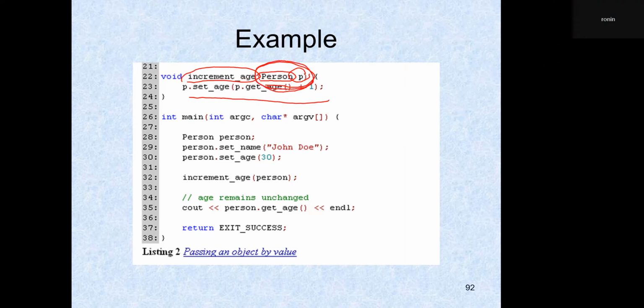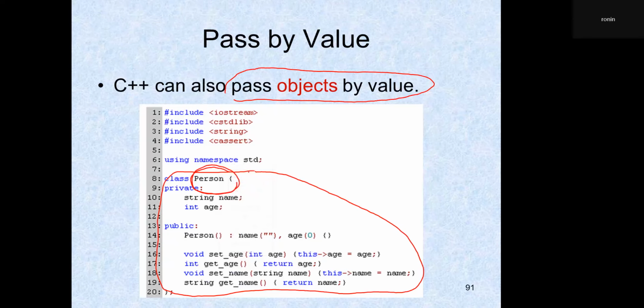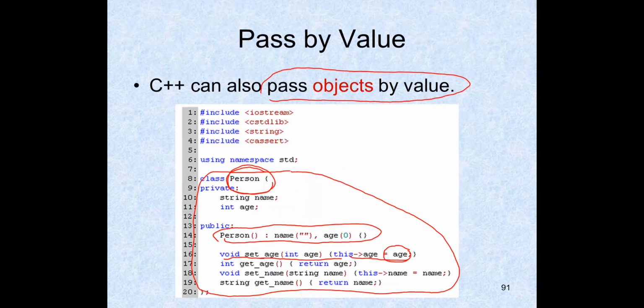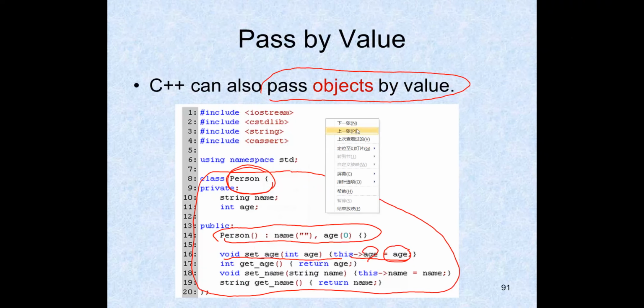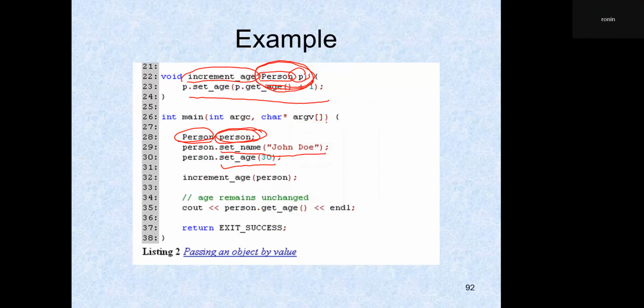Look, here person is a variable, is an object, and the class is person. Then we set his name as John Doe and set age to 30. Look, here is a constructor, and set age, we make the age equal to age. We call the constructor, we assign the value to the age. Yeah, call the constructor, set the name John Doe, the age is 30.